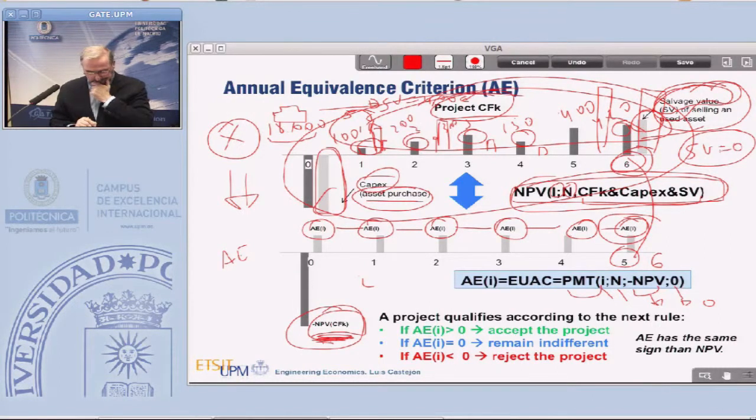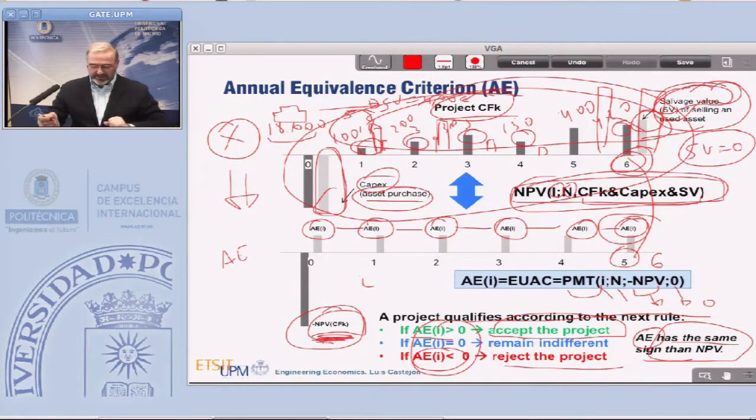And then a project qualifies according to the next rule, which is quite obvious, as we are seeing here. If the annual equivalent payment is higher than 0, we will accept the project. And if the annual equivalent is lower than 0, we will reject the project. This is obvious. Why? Because as you see here, the annual equivalent has the same sign as the net present value. So as the net present value has the same rules, the annual equivalent has exactly the same rules. Let's see an example.